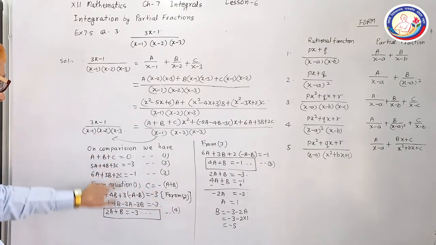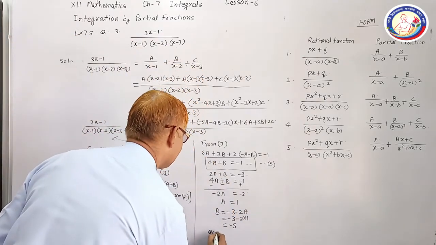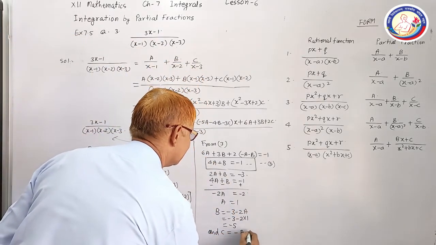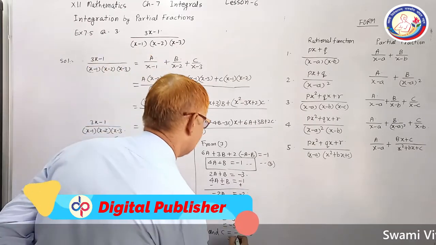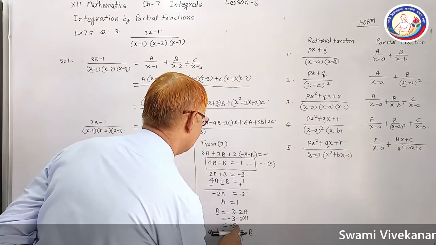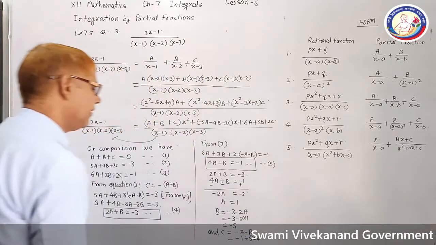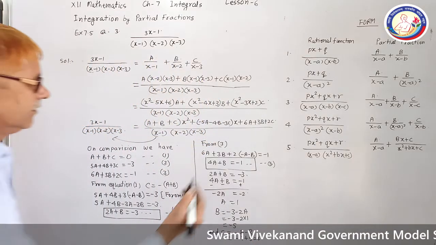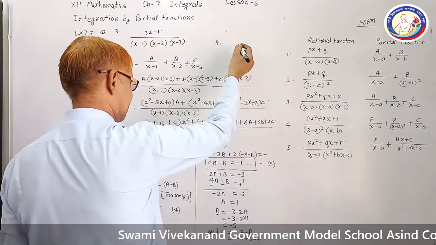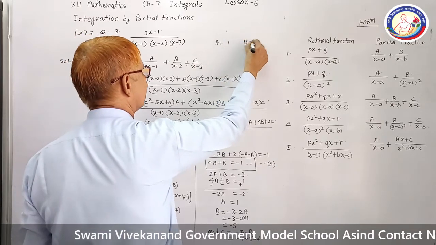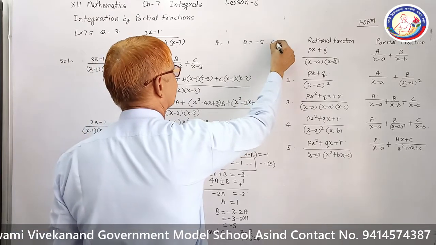What about C? Put here the value of A and B, and C is equal to minus A minus B. A is minus 1 and B is minus 5, so it will be plus 5, it is 4. So what are the values of A, B and C? A is equal to 1, B equal to minus 5, and C equal to 4.